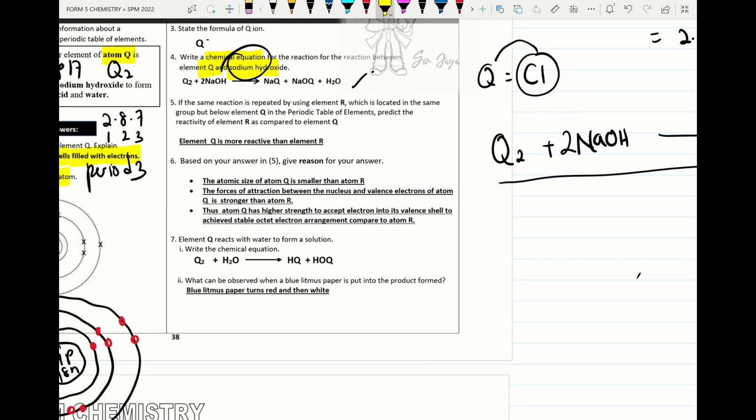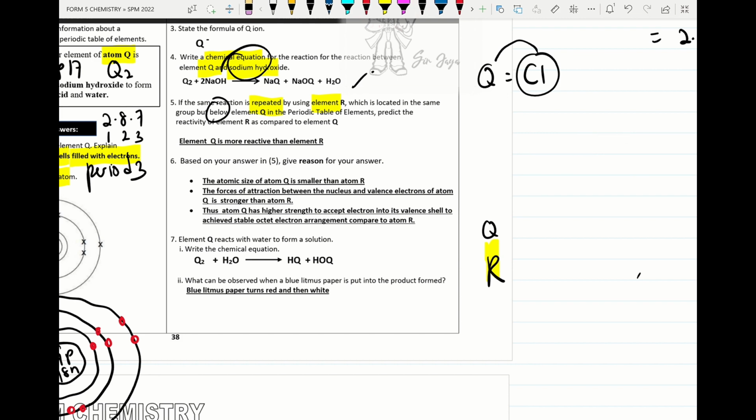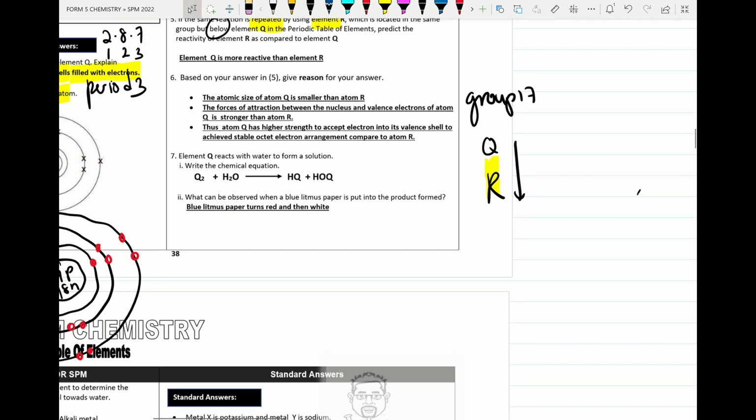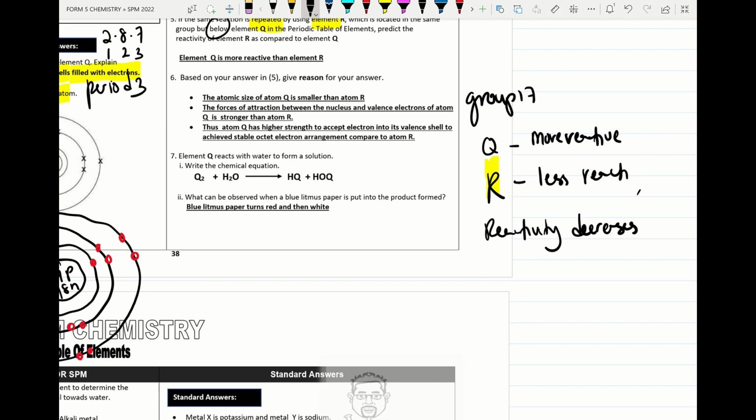Right. So next we go for if the reaction is repeated by using element R. So I put element R here. Element R is located below element Q. So element Q is at the top of group 17. So this element belongs to group 17, and please remember when going down group 17, the reactivity will decrease. In other words, this one Q will be more reactive. R will be less reactive.